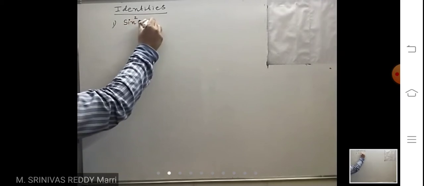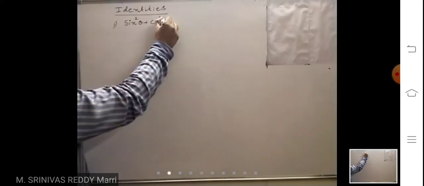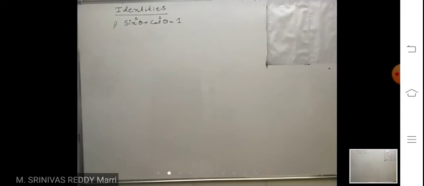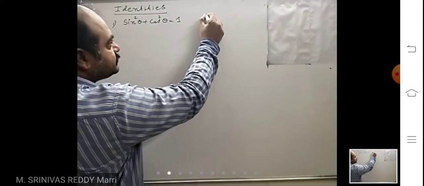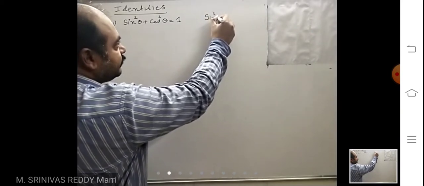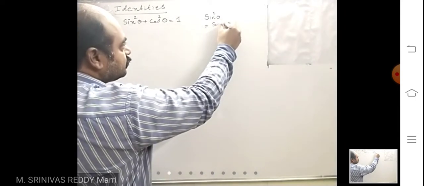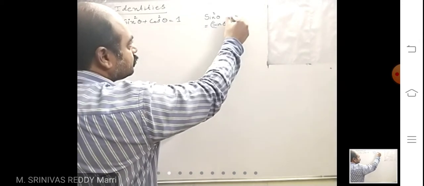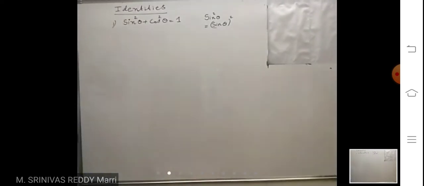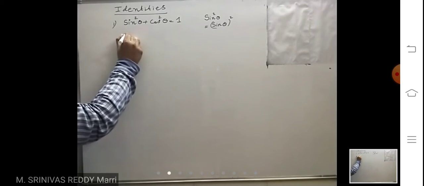Sine square theta plus cos square theta equal to 1. Now look at it. Like this, sine square theta. If a 2 is written like this, it means sine theta whole square. So this is the relation between sine square theta and cos square theta.